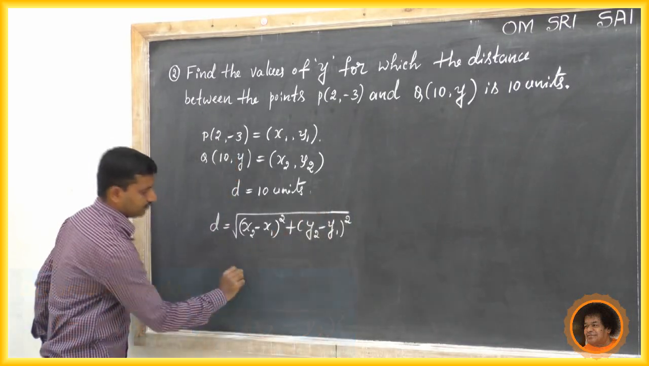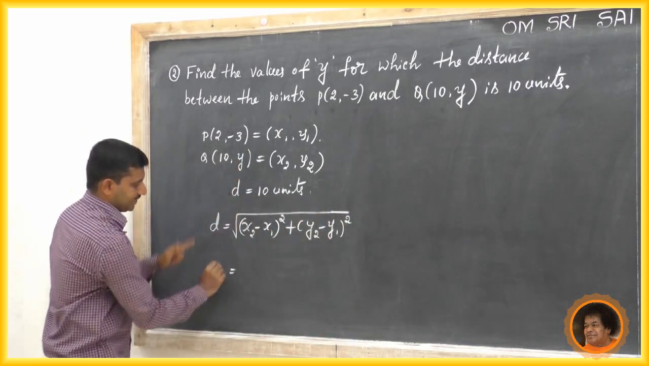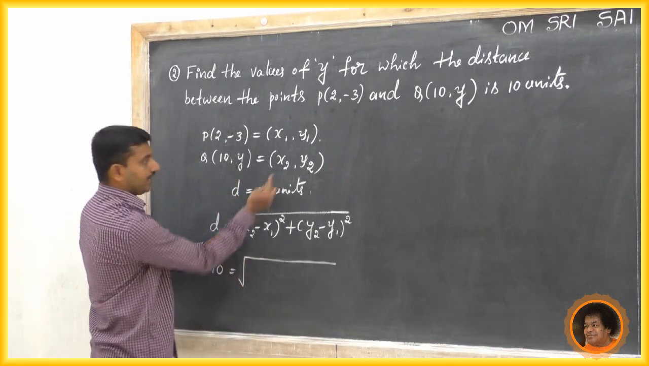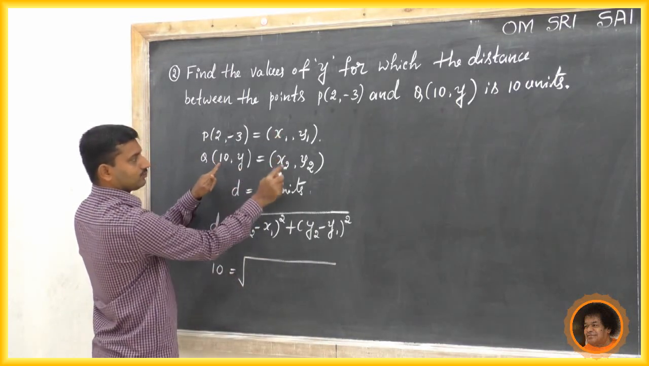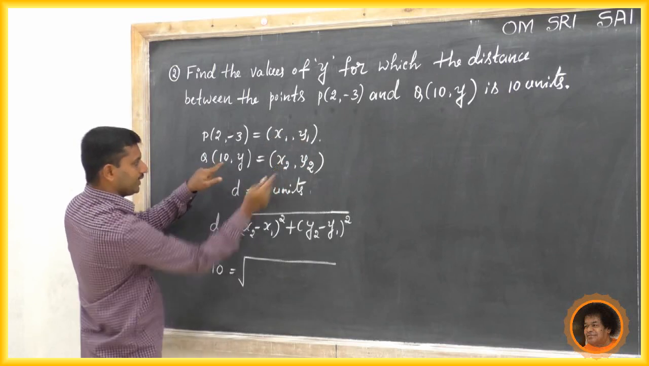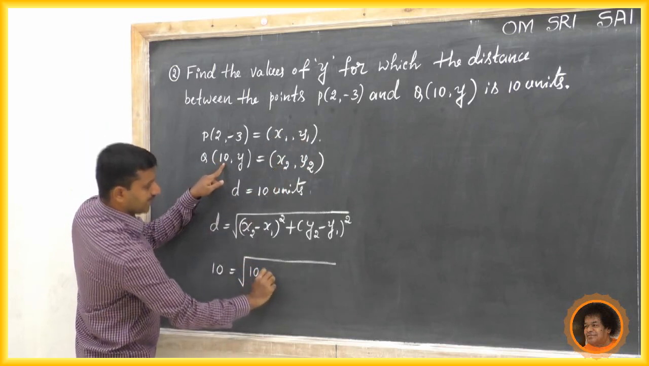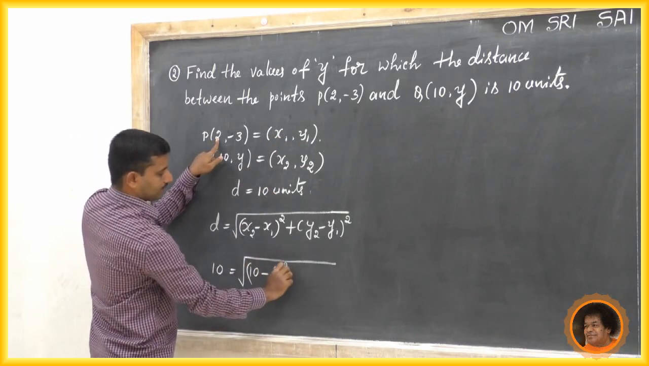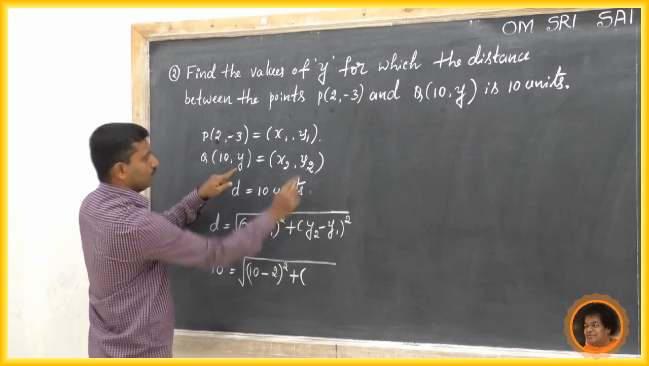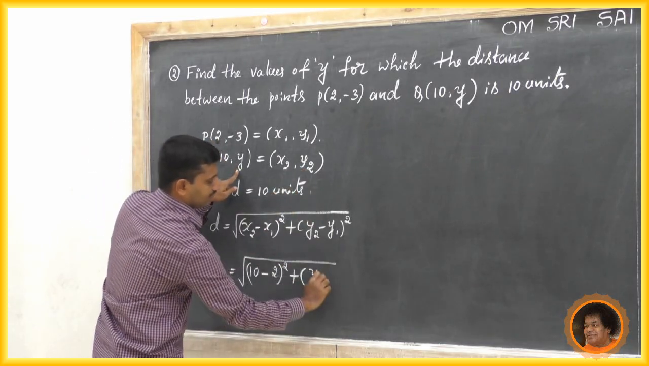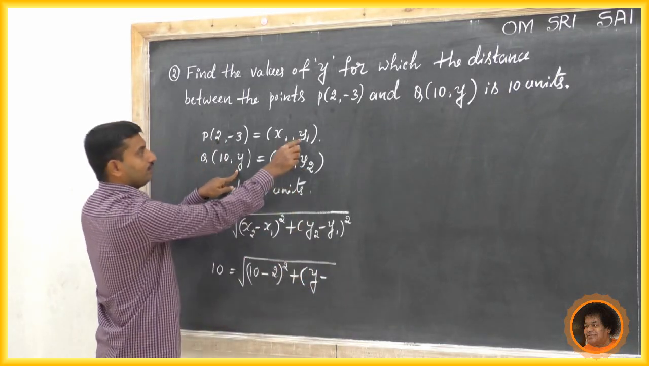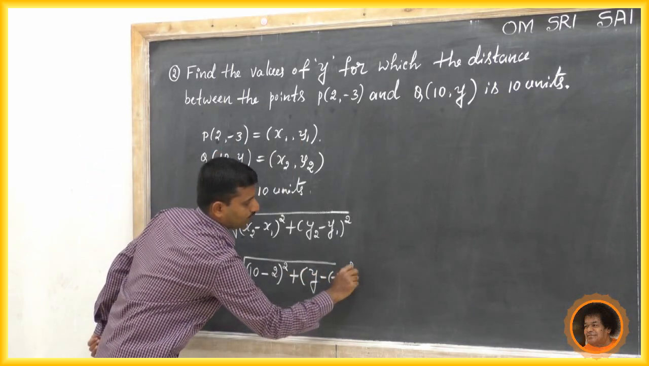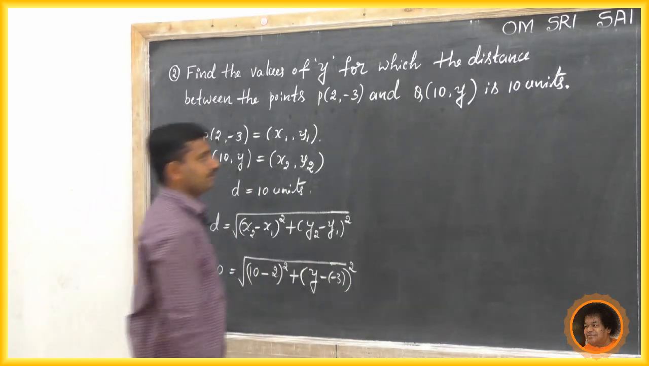Now substitute the values. d equal to 10, and the square root of x2, which is 10, minus x1, which is 2, their whole square, plus y2, which is y, sign minus, y1 which is minus 3, their square. Now simplify.